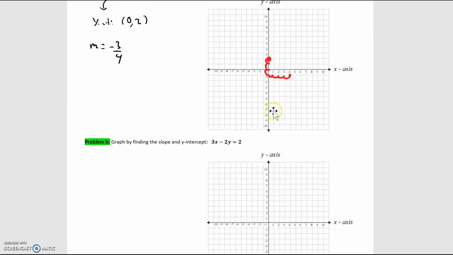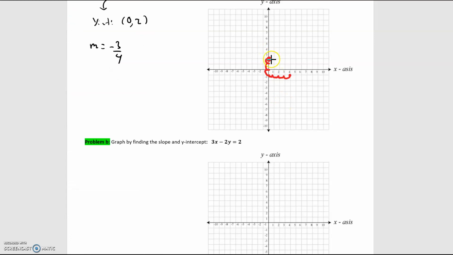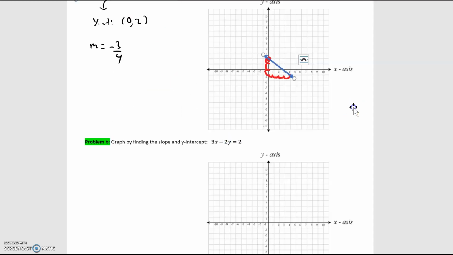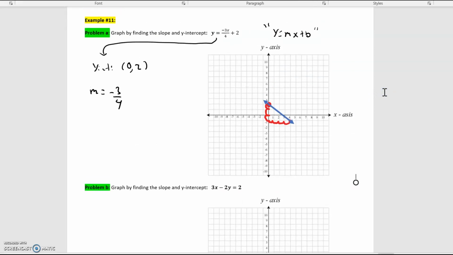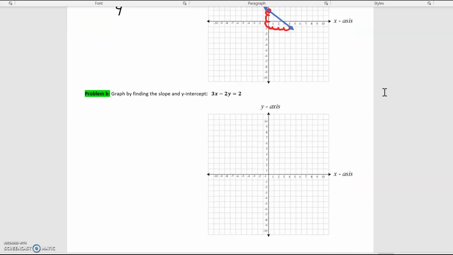Our line, we're just going to be connecting those two dots. So once again, our line is going to go through those two coordinate points. Let me just make it a little bit thicker. And that's pretty much it for this example. This one we already have in y = mx + b, where m is the slope and b is the y-intercept. Let's take a look at the second one.